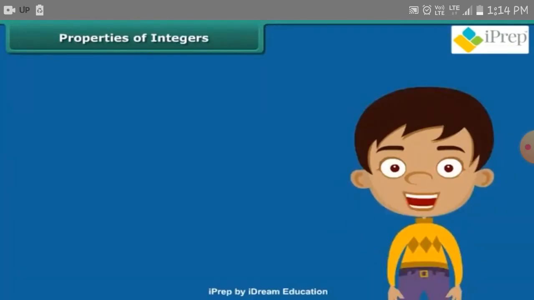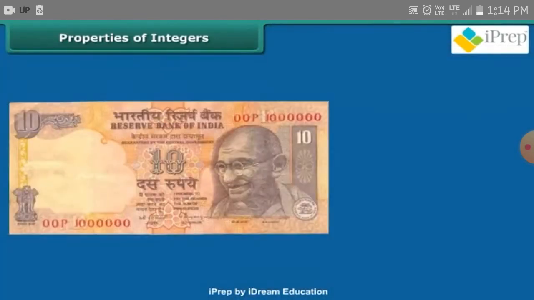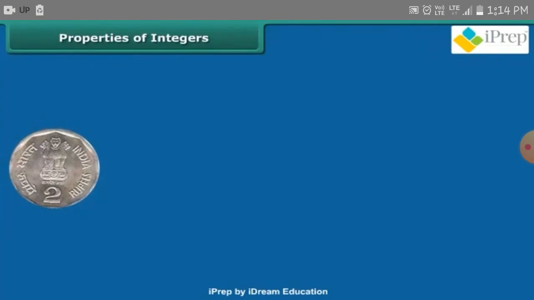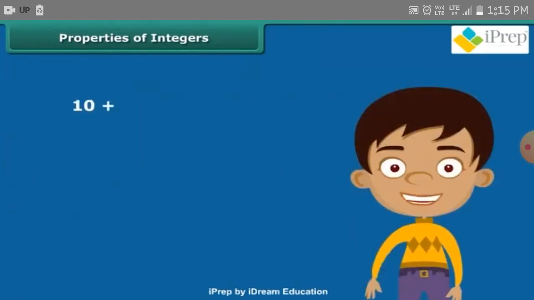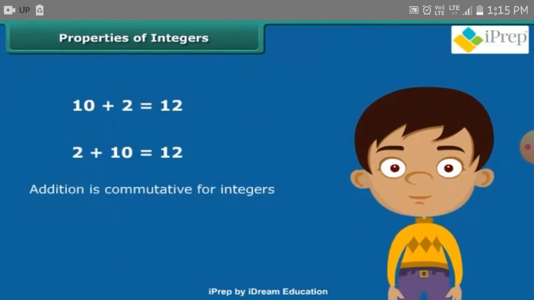Let's now move towards another property, that is commutative property. This is a 10 rupee note. If we add one coin of 2 rupees to it, we will get 12 rupees. Now take a coin of 2 rupees and add one note of 10 rupees to it. Again, we will get 12 rupees. Or we can write it as 10 + 2 = 12, and 2 + 10 = 12. In both the cases, we get the same answer. This means the integers can be added in any manner. Hence, addition is commutative for integers.